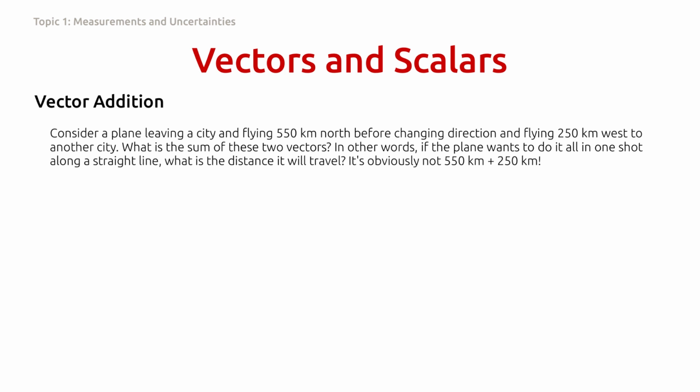To understand how vectors combine, let us take a look at this example. Consider a plane leaving a city and flying 550 kilometers north before changing direction and flying 250 kilometers west to another city. What is the sum of these two vectors? In other words, if the plane wants to do it all in one shot along a straight line, what is the distance it will travel? It's obviously not 550 kilometers plus 250 kilometers.